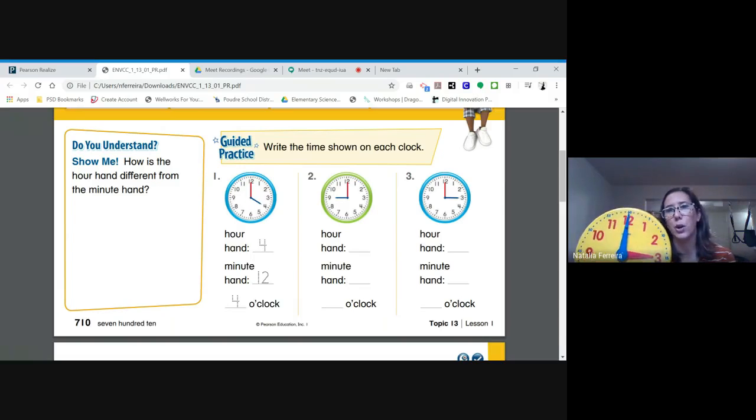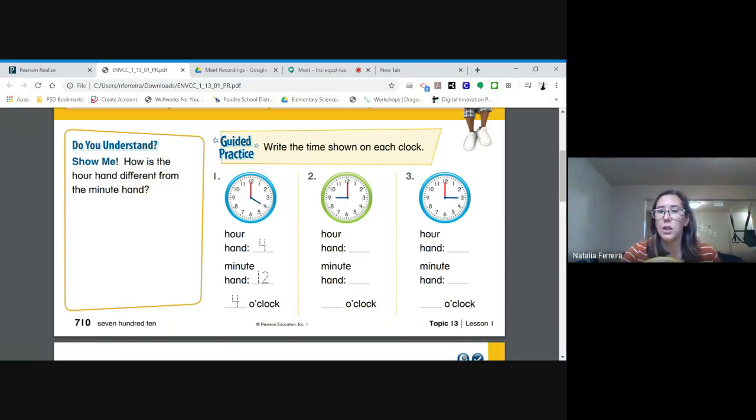My hour hand is pointing to what? My minute hand is pointing to what? Fill those in. Or say them out loud if you're not writing along with me. What time is it? It is 3 o'clock.